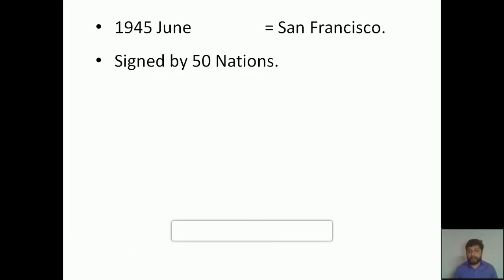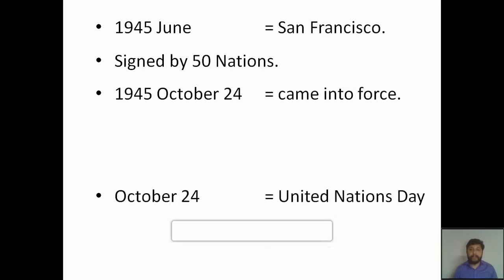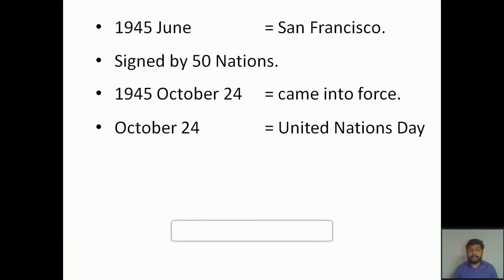at San Francisco. In the first session, 50 nations signed the terms and conditions of the United Nations. When the representatives from 50 different nations signed the treaty, by 1945 October 24, exactly after 3 months of the San Francisco session, United Nations came into force. It started to function. That's why October 24 is celebrated as United Nations Day throughout the world.